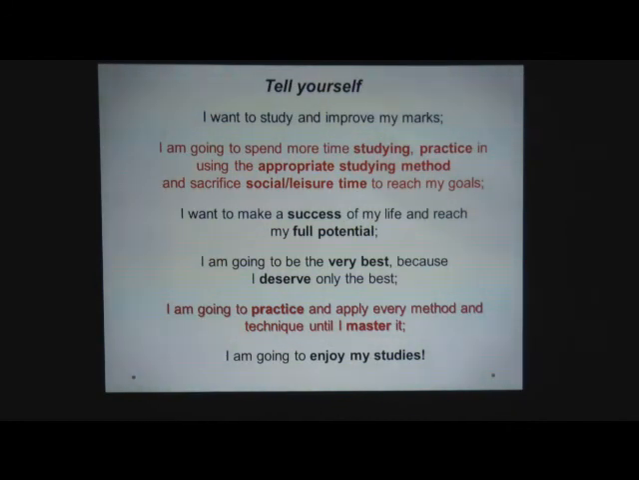Practice using appropriate studying methods and sacrifice your social or leisure time to reach your goals. Tell yourself that you want to make a success of your life and reach your full potential. You are going to be the very best because you deserve only the best. And you're going to practice and apply the method and technique until you master it. And you are going to then enjoy your studies.